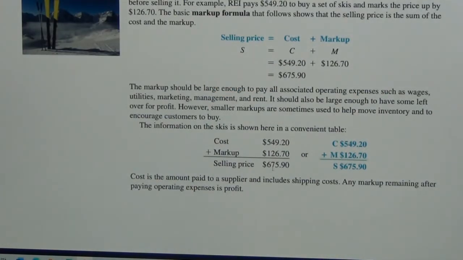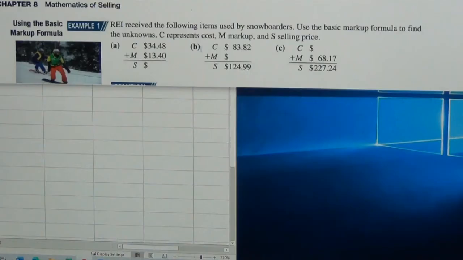Now the format here is something we want to get used to because we're going to be doing this over and over. You have the cost, you have the markup, and the selling price. So line it up vertically, because you're going to be doing this for most of the problems that we're working on. Here's an example of how we've taken the numbers and just lined them up vertically: cost, markup, selling price, CMS, and the numbers.